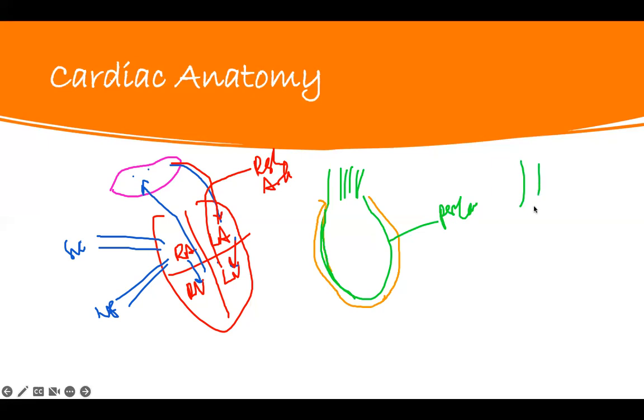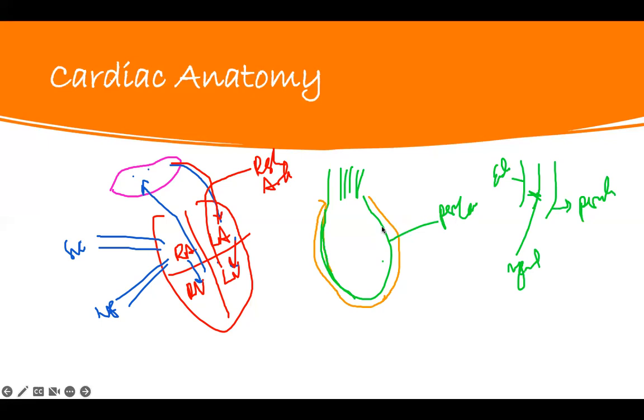In actual fact, there's 3 layers of the heart. There's the endocardium, which is the inside of the heart, and then there's the muscular portion of it, which is the myocardium, and then the outside layer, the pericardium.